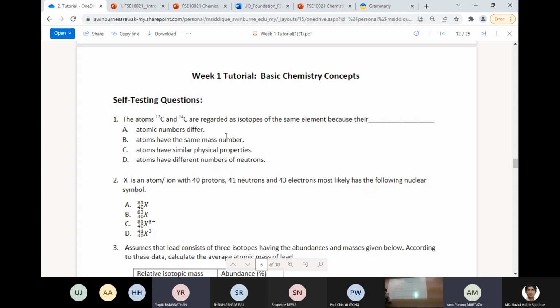Then 43 electrons is 3 electrons more than protons. 40 protons means 40 positive charge, and 43 electrons means 43 negative charge. So there are 3 extra negative charges on it. That means C is the correct answer.